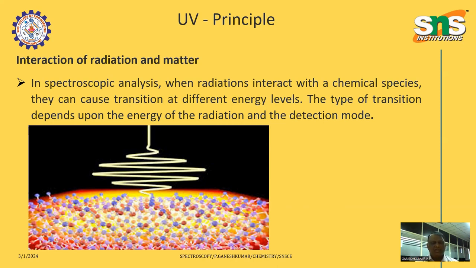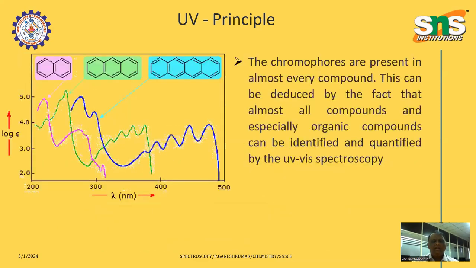So in this spectroscopic analysis, when radiation interacts with the chemical species, it can cause transitions at different energy levels. The type of transition depends upon the energy of the radiation and the detection method. So depending upon different compounds and their chromophore characters, the wavelength varies. Based on this, we can identify the type of a compound.